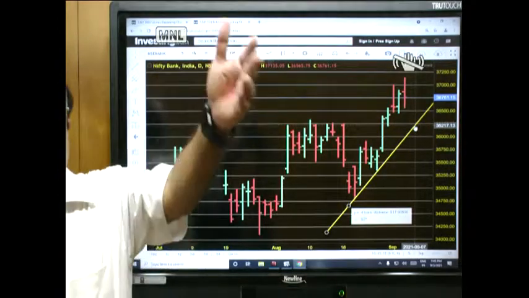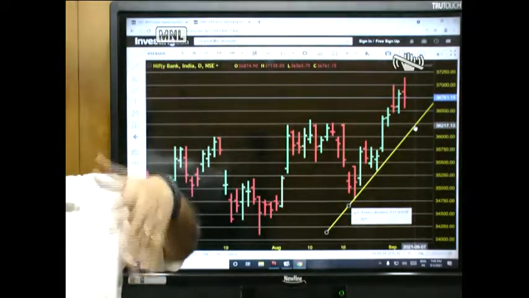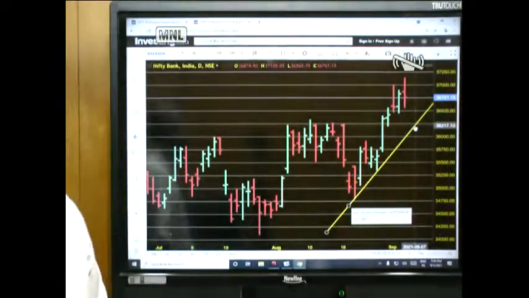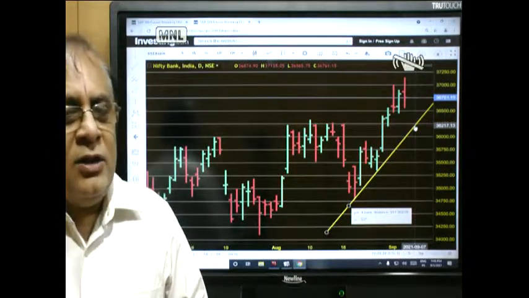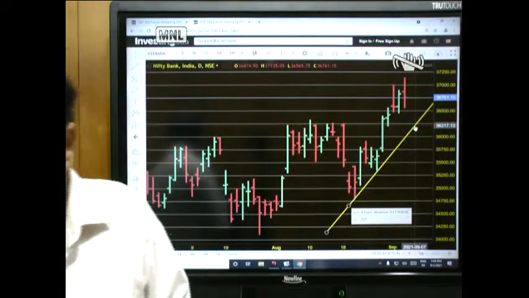So on the upside, probably could be around 37,400, 500 levels. Okay, so this is the trend that with the help of trend line we are projecting for next week. Monthly thing already we have told you, both for Nifty and Bank Nifty. So we will move to some other chart.